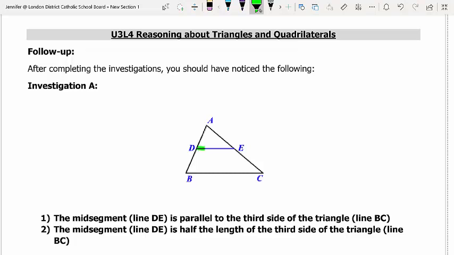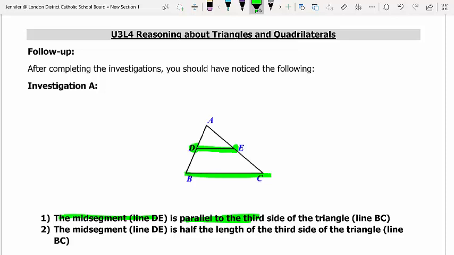I want to remind you that this is the midsegment, right? Because D is a midpoint, it's the halfway point between A and B, and E is the midpoint between A and C. So when you connect those two midpoints, you create a midsegment. This midsegment, you should have realized, is always going to be parallel to the third side of the triangle. That happens every single time with any triangle you create.